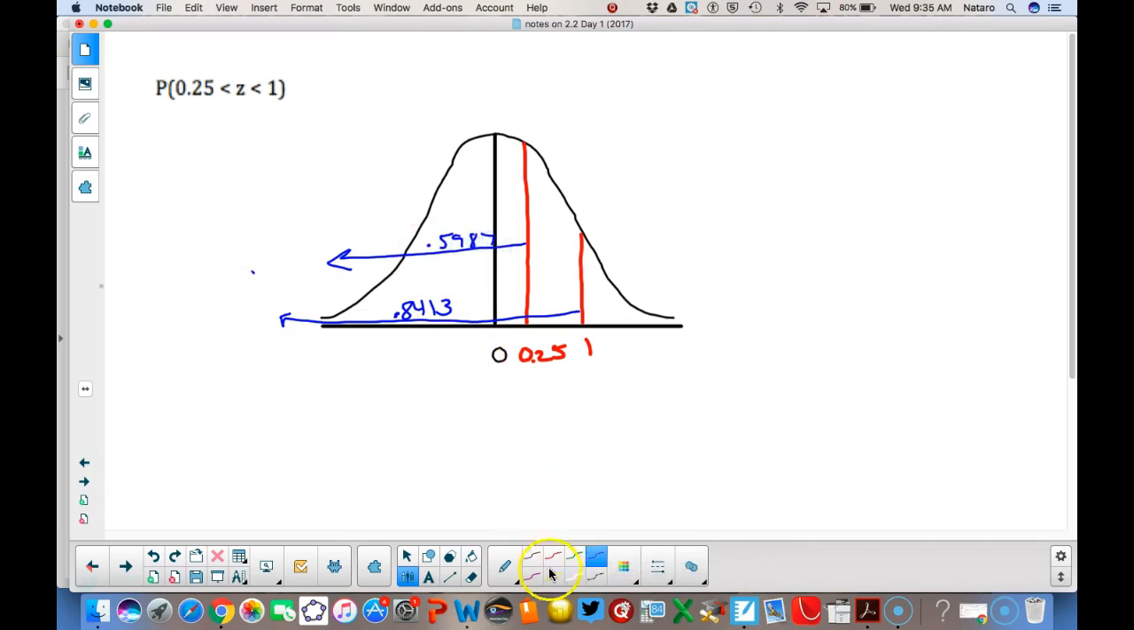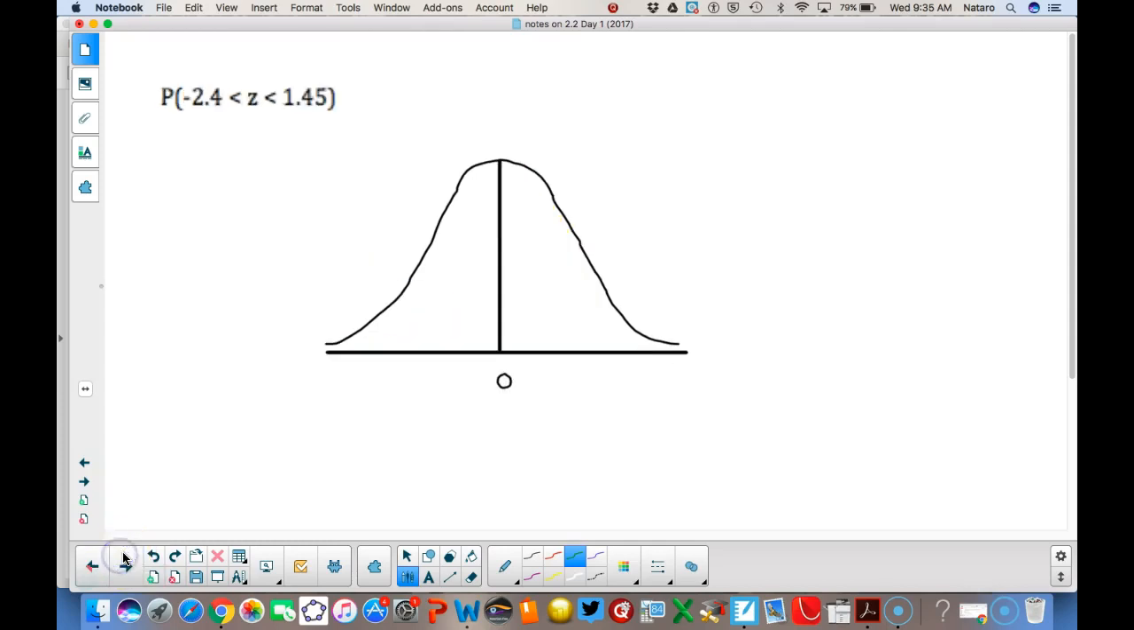And so to find the area between a z-score of 0.25 and 1, we need to subtract those two values. And so when I take 0.8413 and subtract 0.5987, we end up with 0.2426. So about 25%, so a little less than 25%, 24% of a standard normal distribution is between a z-score of 0.25 and 1. Let's take a look at one more example of this type, and then we'll take a look at an example of one other type.